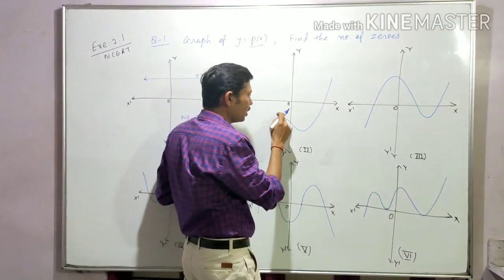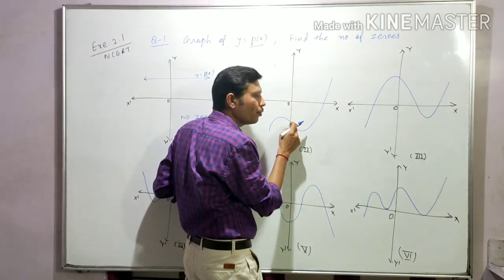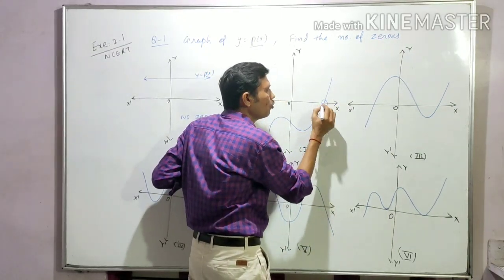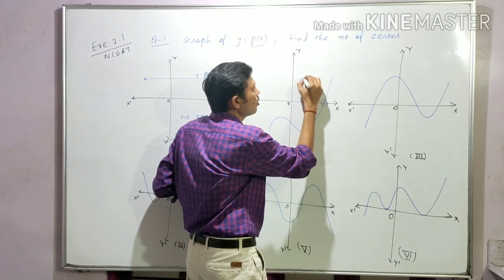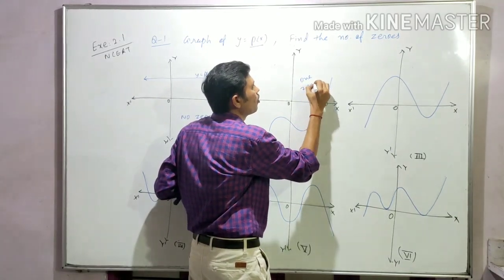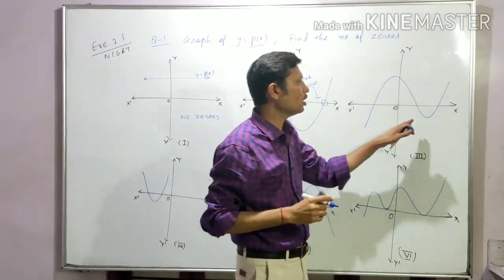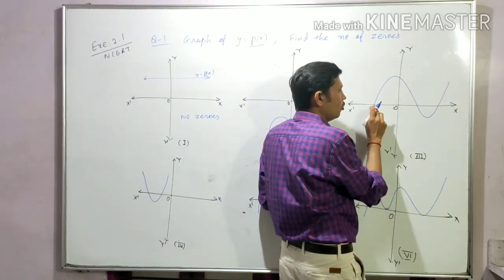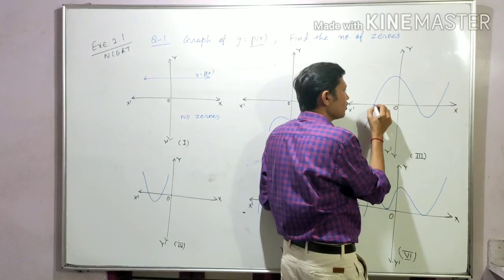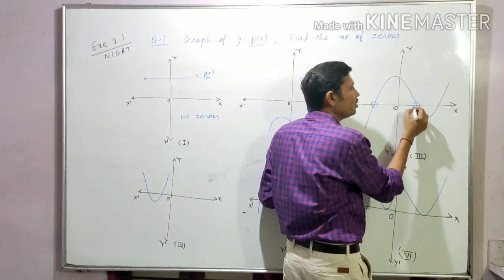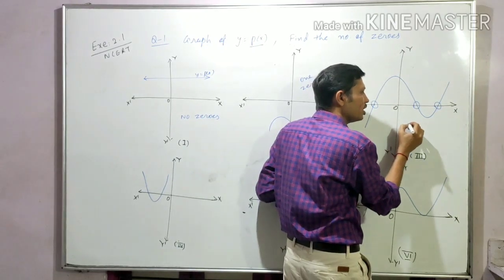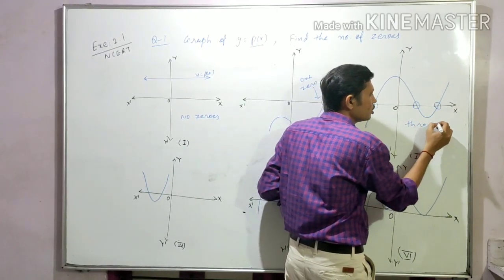Here you can see this graph intersecting the y-axis, but that is not useful for us. But again it is intersecting with the x-axis. In how many points? 1 point. So how many zeros? 1 zero. Now again see here, it's a graph of a cubic polynomial. One intersection point with the x-axis, second point with the x-axis, third point of intersection with the x-axis. So how many zeros are there? 3 zeros.